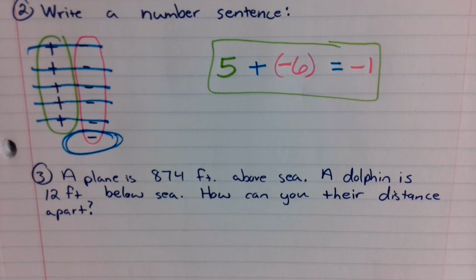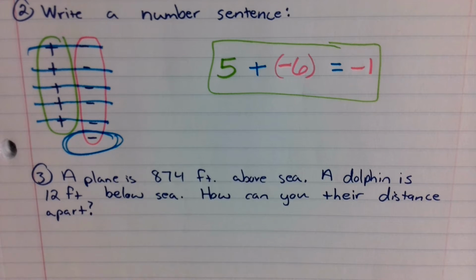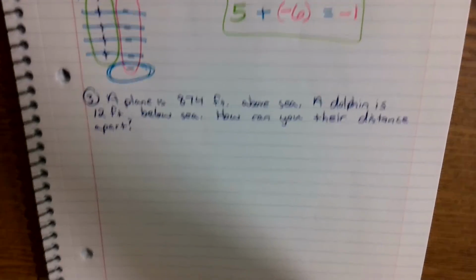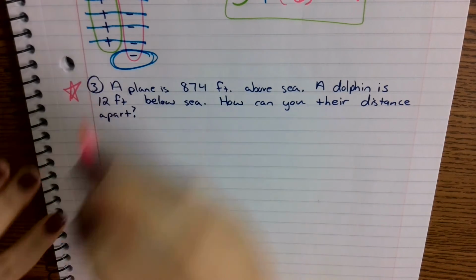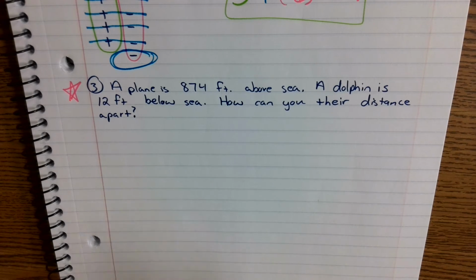For the last problem, a plane is 874 feet above sea. A dolphin is 12 feet below sea. How can you tell their distance apart? So we want to know what number sentence we can create that'll show the distance apart. You're going to have a question just like this on your test, guys. So if you want to star it, that way you know that this is a question that I need to remember how to do.